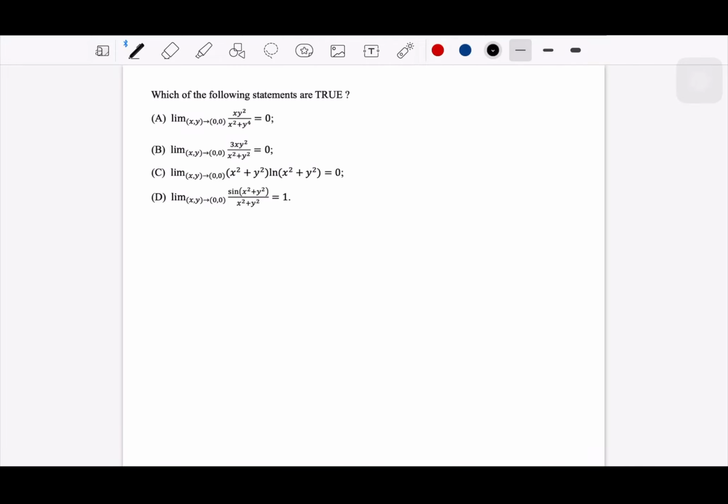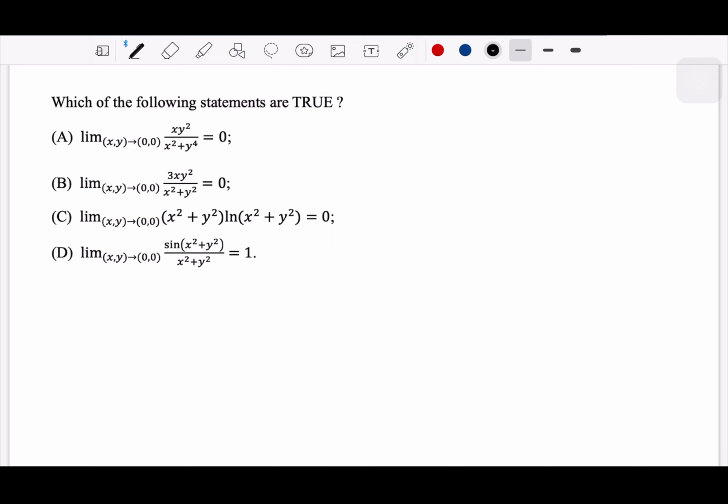Okay, this is the additional video for exercise chapter 14. For the first problem, we have the problem within 14.2, the limit of a function of two variables. We have the limit as x and y approach 0, 0 with different functions, and we need to determine whether the statements are true or not. There might be more than one answer for this question. You can pause the video and solve it by yourself and check later with my solutions.